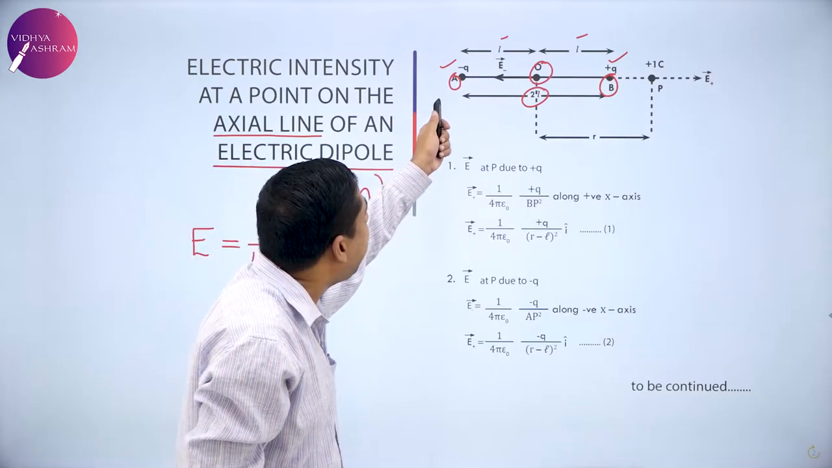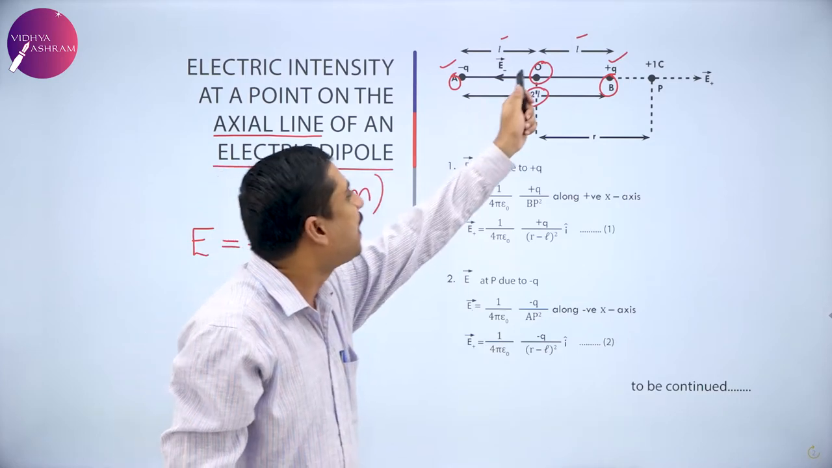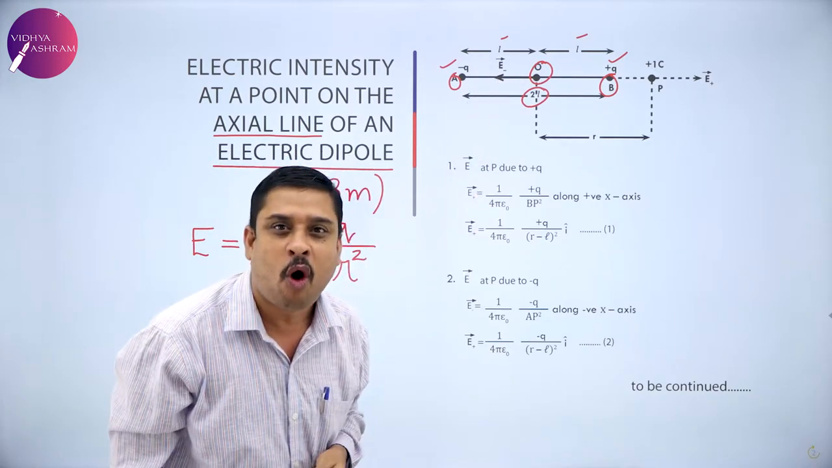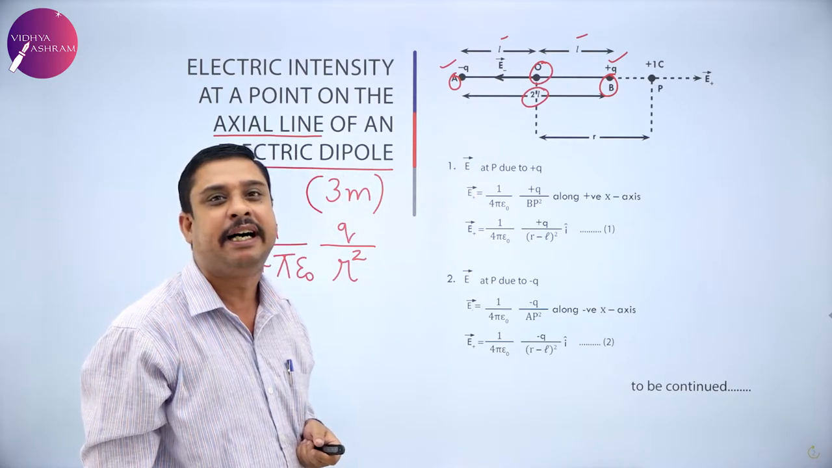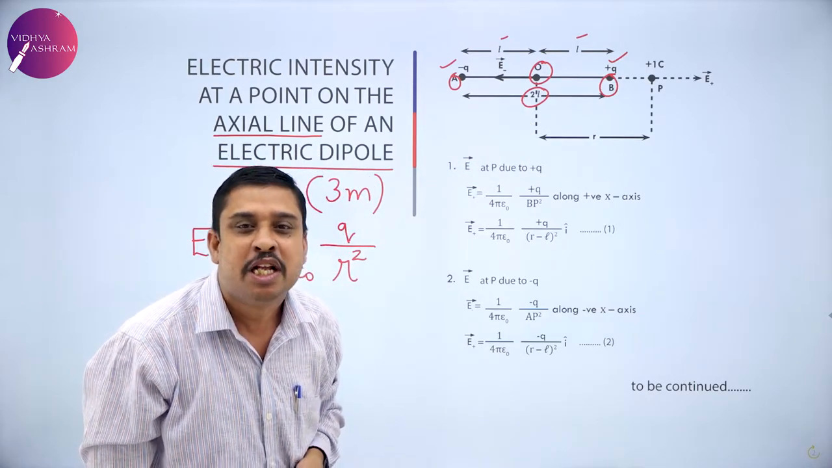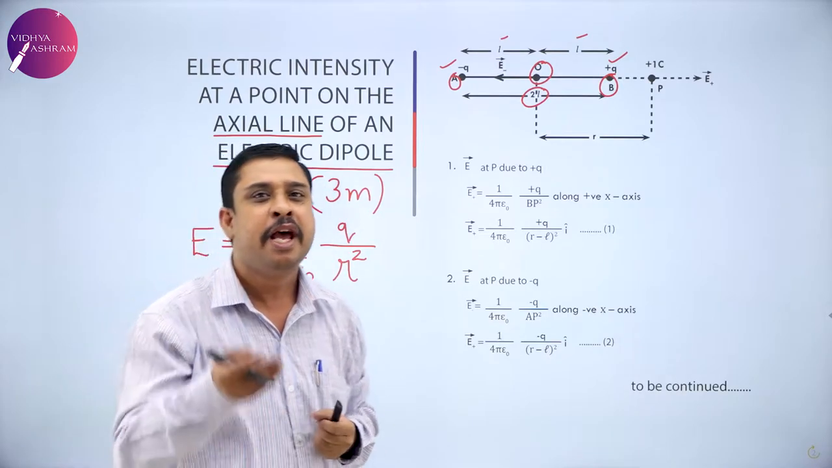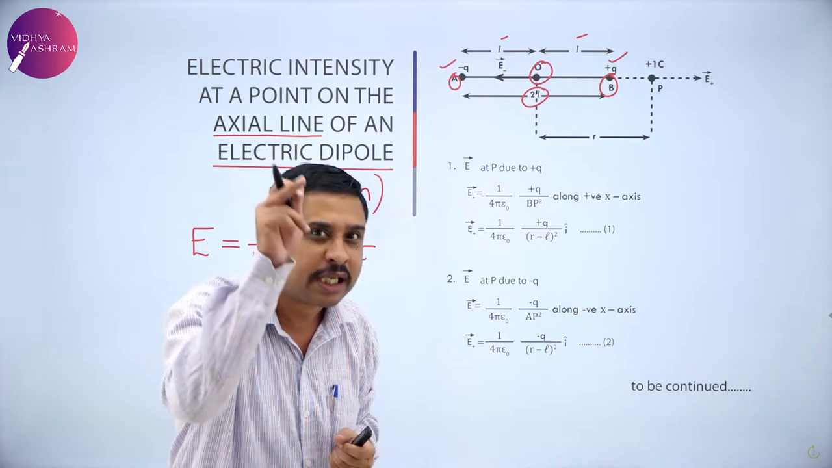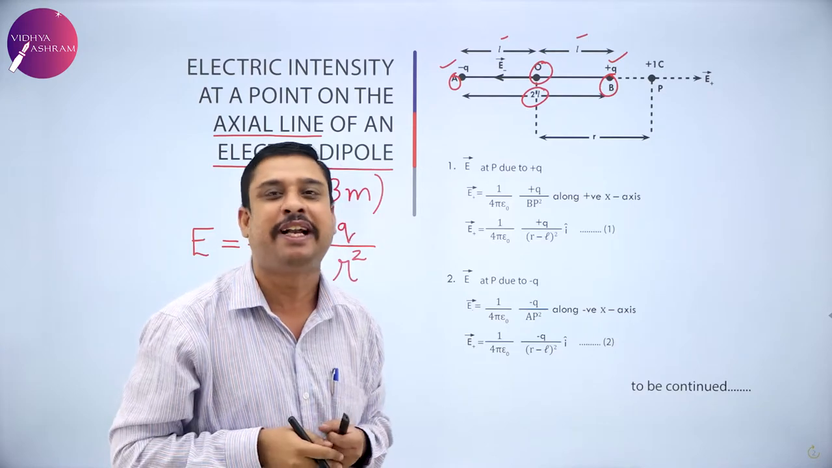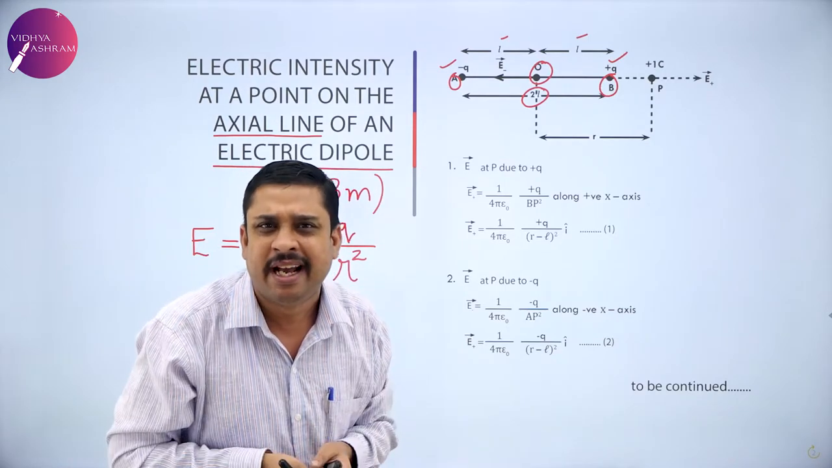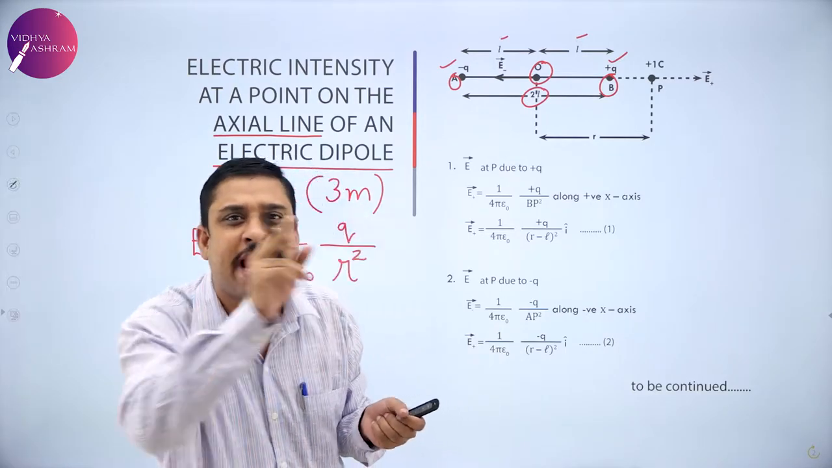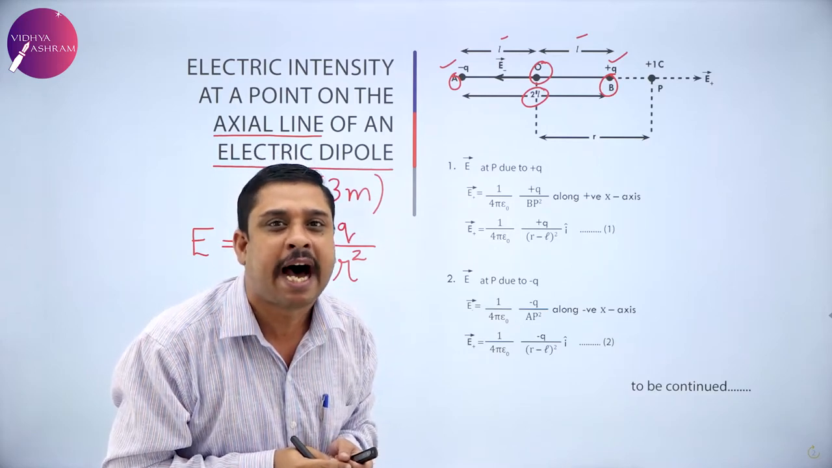So my preliminary assumptions are very simple. What is placed at A? Minus Q. What is placed at B? Plus Q. What is O? Geometrical center. What is 2L? Distance between the two charges. Now what should I do? I should consider a point on the axis of the dipole and calculate intensity at that point. What was the axis? Straight line joining the two charges.